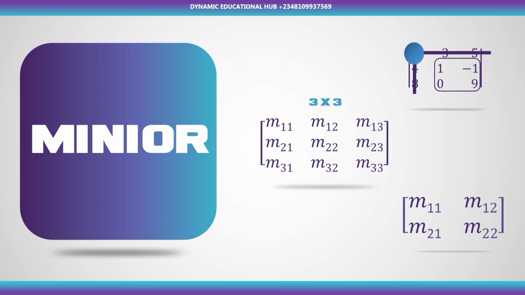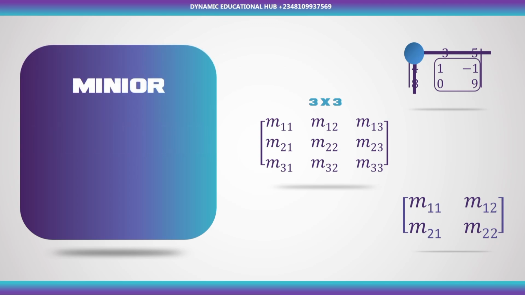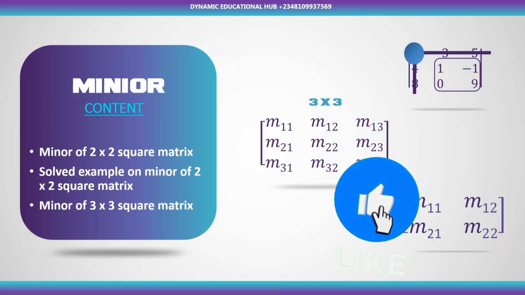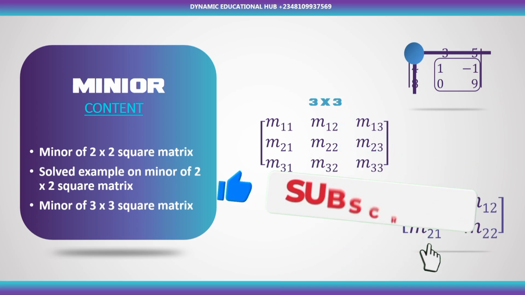In today's video, we are learning minor of matrix. So what are we going to do in minor of matrix? We talked about the minor of 2 by 2 square matrix. Then we look at an example, we solve an example of minor of 2 by 2 square matrix. And we talk about minor of 3 by 3 square matrix and solve an example on 3 by 3 square matrix as well.